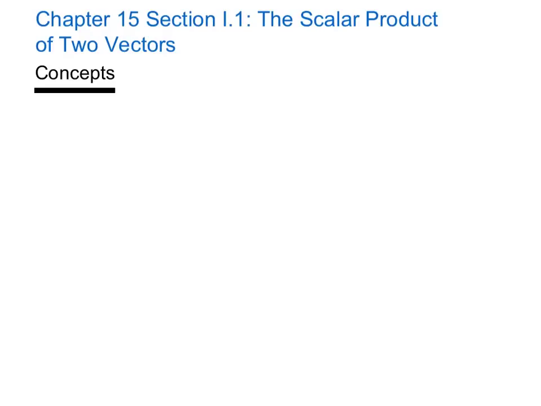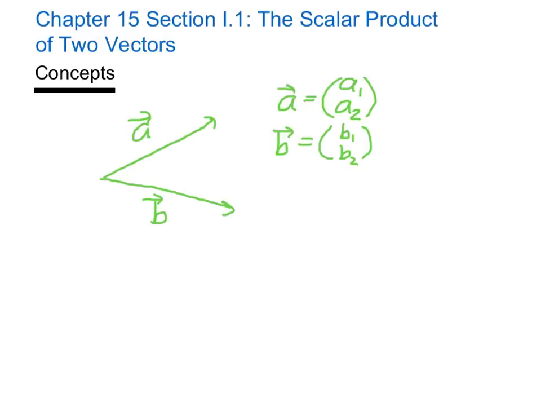In this video, we'll be looking at Chapter 15, Section I.1 on the scalar product of two vectors. So let's consider two vectors A and B. We have vector A and vector B and their components. Notice that I've drawn them so that these two vectors are emanating from the same point, meaning they're starting from the same point. And notice how they form an angle. We'll call the angle between these two vectors angle theta.